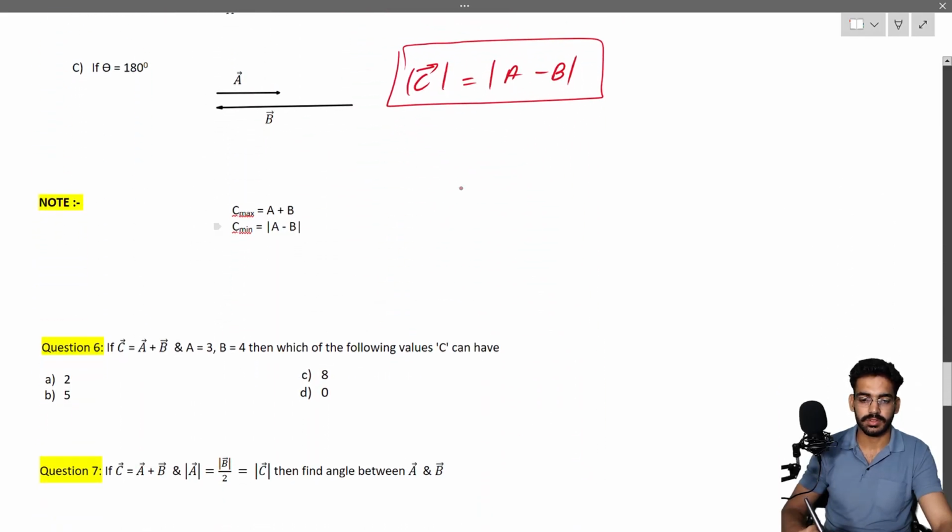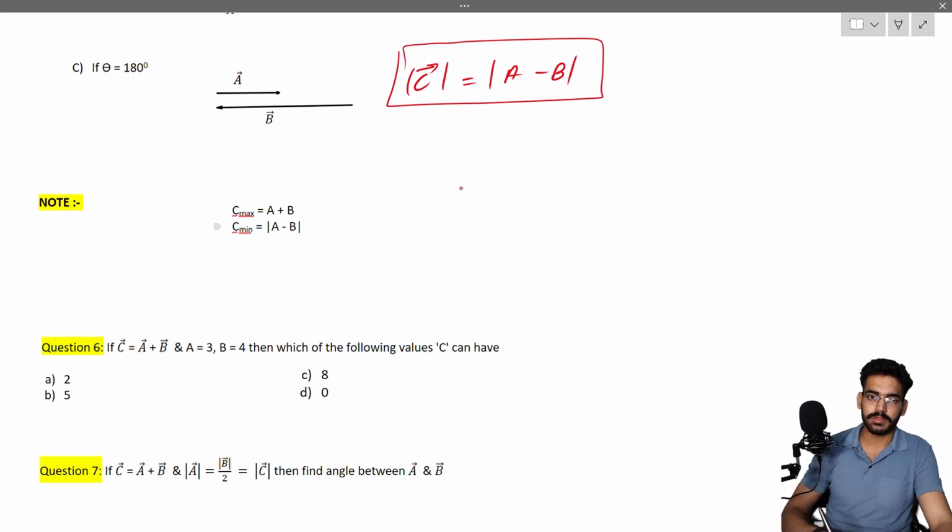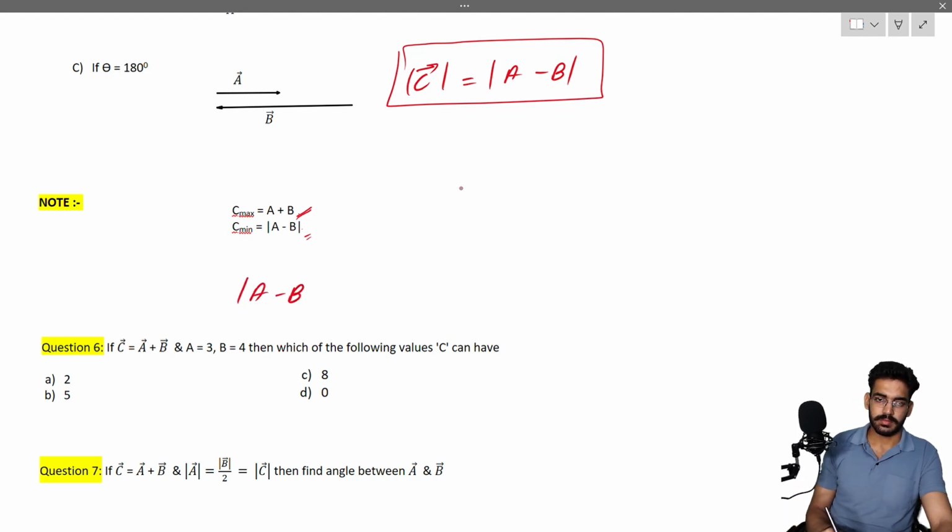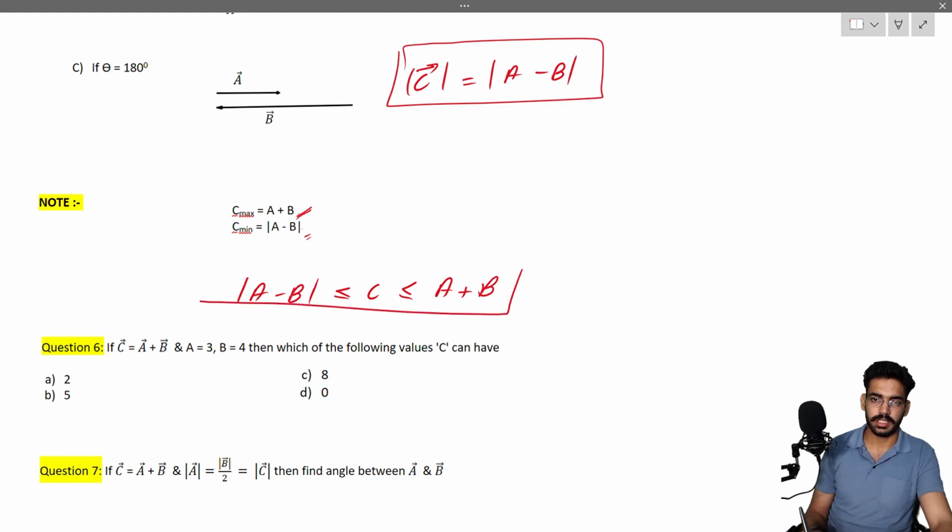Now let's find out. When both will be on the same side, this quantity will be biggest. This is when both have 0 degree angle, then both add directly. So a plus b is the maximum value of the magnitude of C, and the minimum value is a minus b. So from a minus b till what value can it vary? A plus b. Okay, so this is your range.